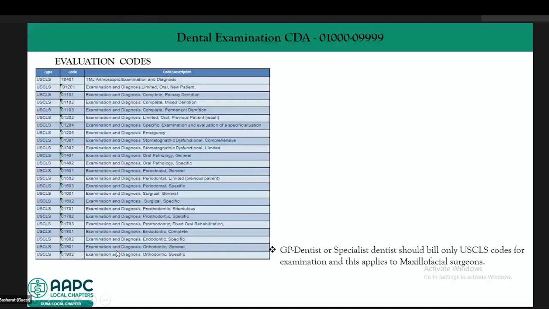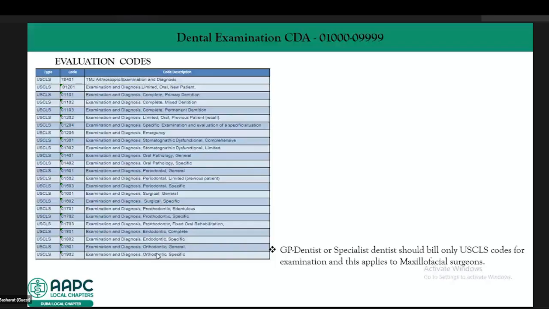Maybe the patient is coming to a GP and he has crowding or these things. What the GP will do is just bill for limited and then refer that patient to the orthodontist. Then the orthodontist, when he examines again, can bill this one. One important thing to know is, same like E&M, same day you cannot assign two dental examination codes. You want to make sure that same day you cannot assign two dental examination codes.